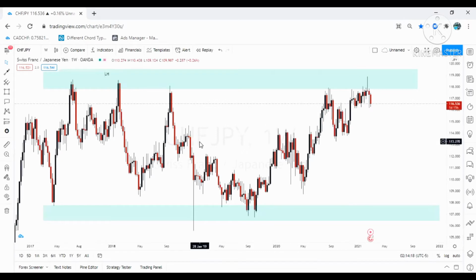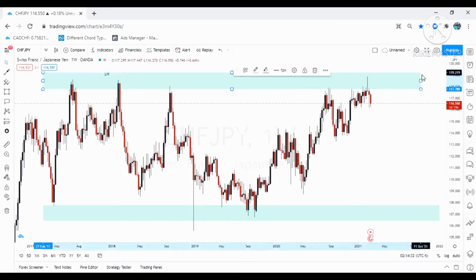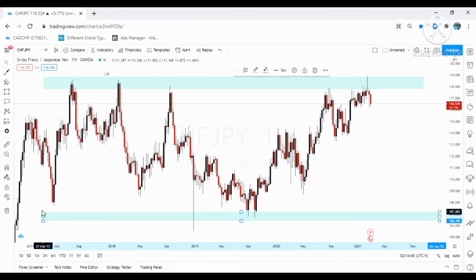So on a lower time frame, this is what we see. We're in a consolidation phase, and this could be major resistance on the weekly, and then this could be our major support on the weekly. Why? Because every time the market reaches this level, there's a trend reversal.